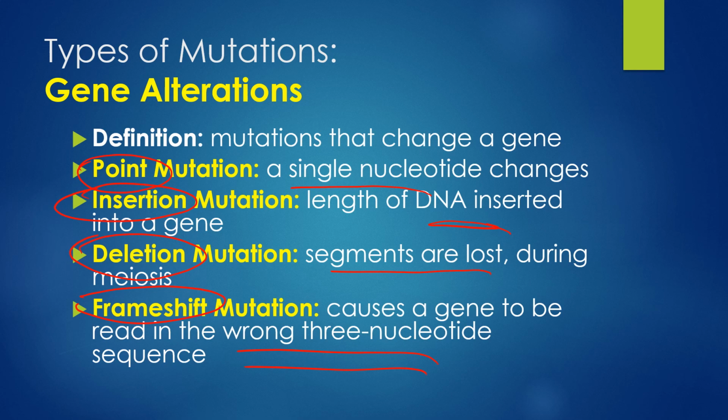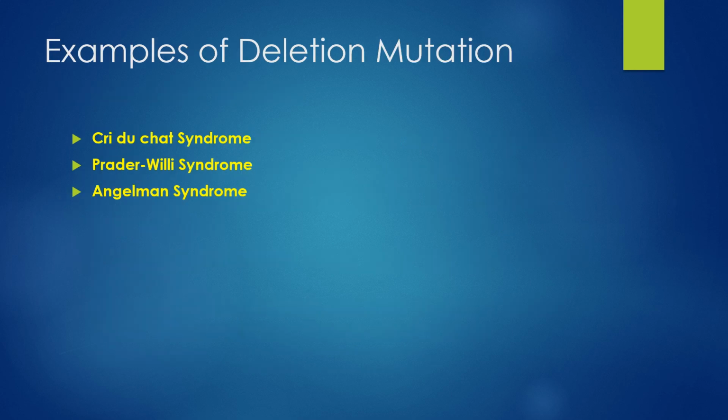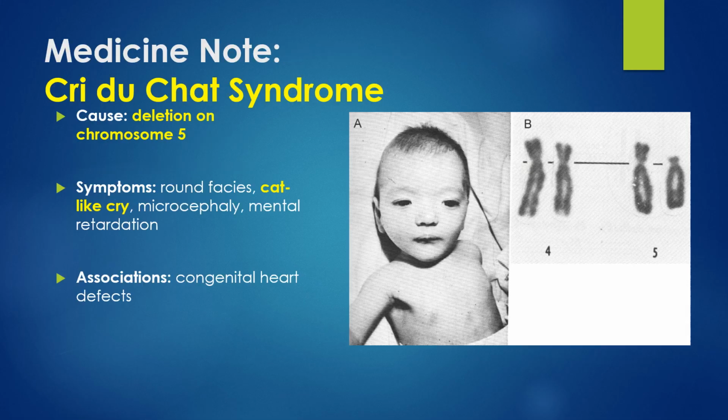Oops, sorry about that. So there are a few examples of deletion mutations. I'll say they're pretty interesting. Maybe not weird, I don't know if that's the right word to use, but they will definitely catch your attention. The first one is Cri-du-chat syndrome. It's a deletion on chromosome 5. The child will have a round face, a cat-like cry, microcephaly, meaning a small head, and mental retardation, and they're known to have congenital heart defects with this. You can see on chromosome 5 right here, comparing these two, there's a section that's deleted or cut off. When we're in class, I'll play a video where you actually will hear this cat-like cry.